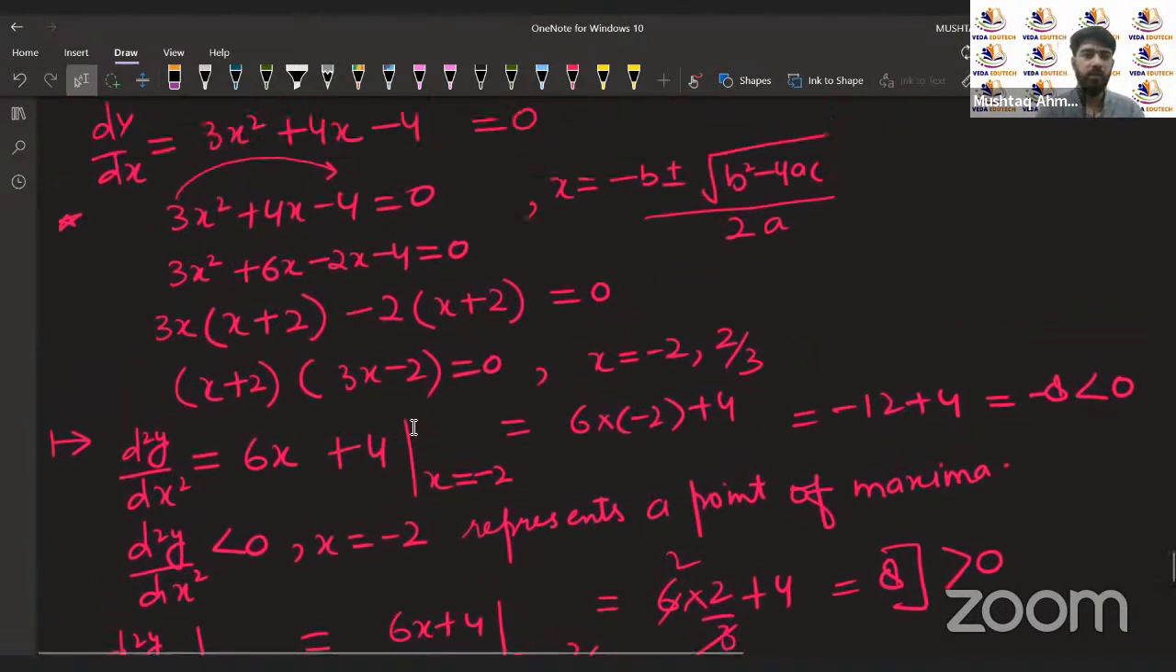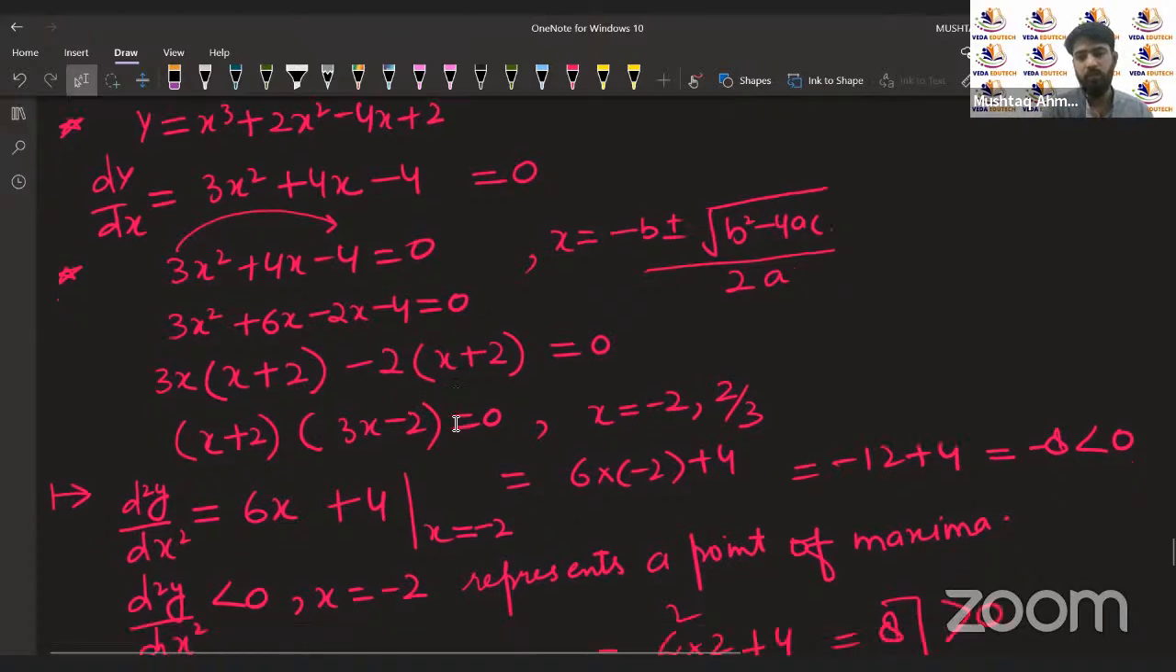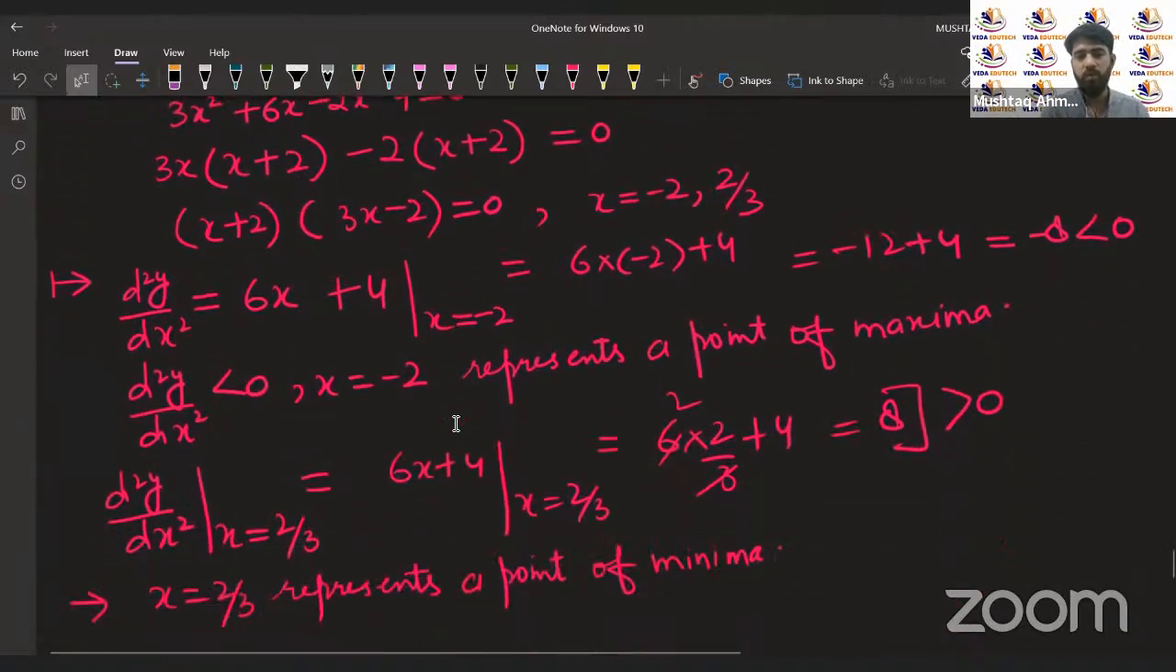The algorithm is that we just take the first derivative of the function, put that equal to 0. We find the points at which the first derivative is 0, and then we take the second derivative and calculate its value at all those points where our first derivative was 0. If the second derivative at those points comes out to be greater than 0, it will represent a minima. If the second derivative comes out to be less than 0, it will represent a point of maxima. So that's the simple thing we have to do to find the maximum point or the minimum point.